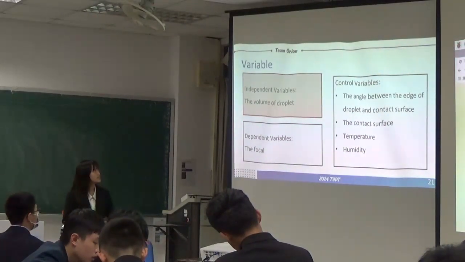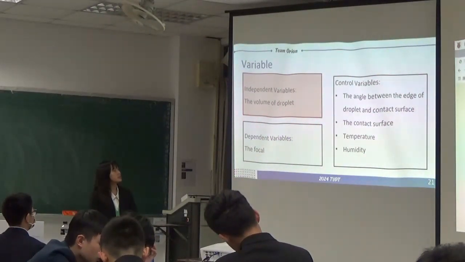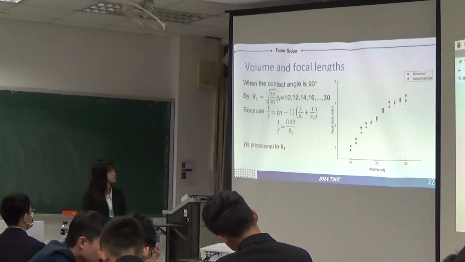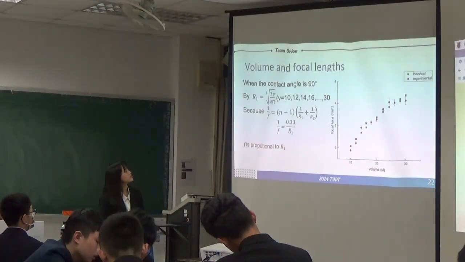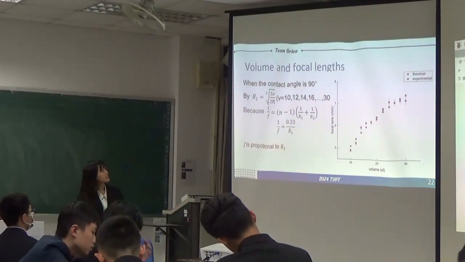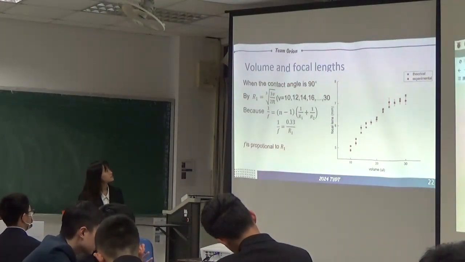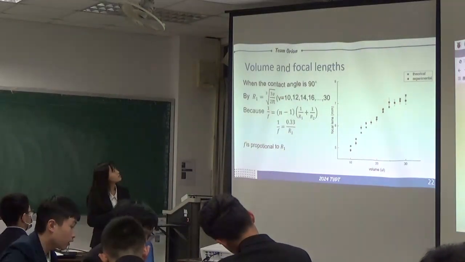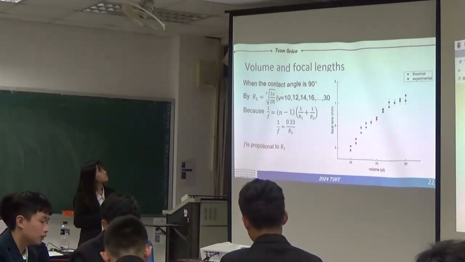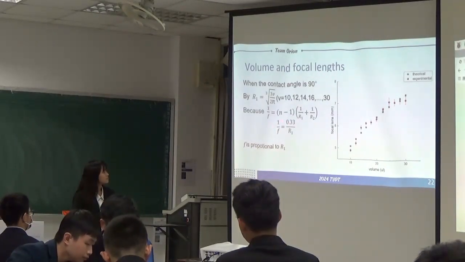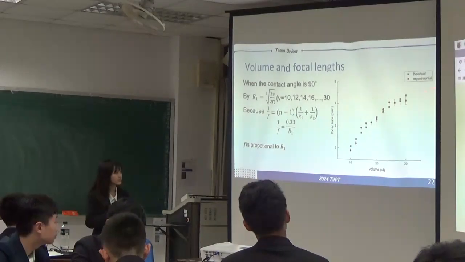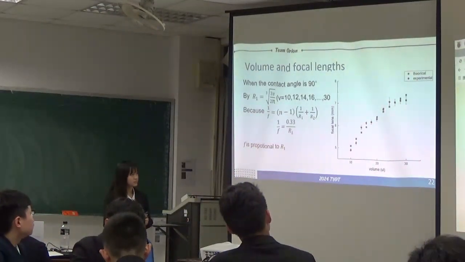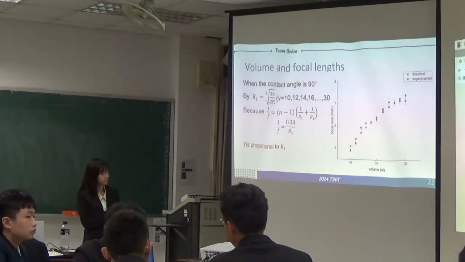Then it's my second variable. It is the volume of the droplets. So in my experiment, when the contact angle is 90 degrees, we can use the first formula and the second formula, and we can find that F is proportional to R1. So here is our theoretical value and experimental value, which really match.